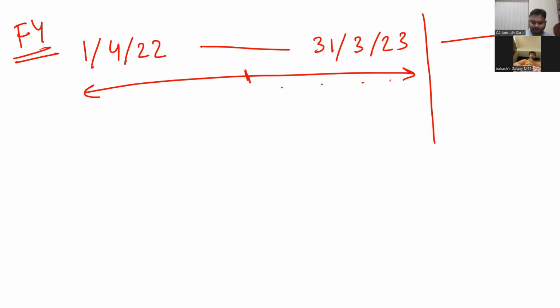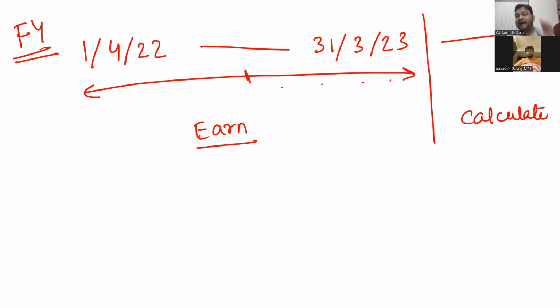So for any financial year, this is the time when we earn the money. After the year ends, this is the time we calculate how much income, and we calculate how much tax. So basically, what are we doing? We are doing the assessment. So you pay tax at the end of the year, I mean after the financial year.